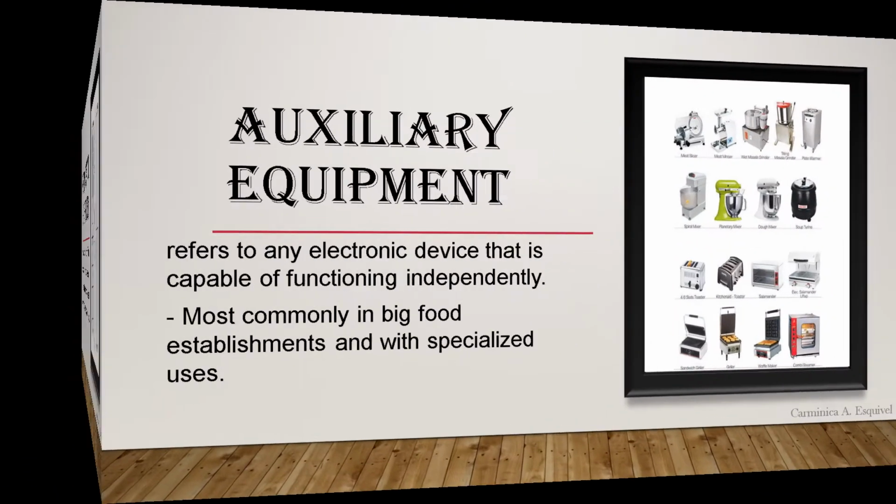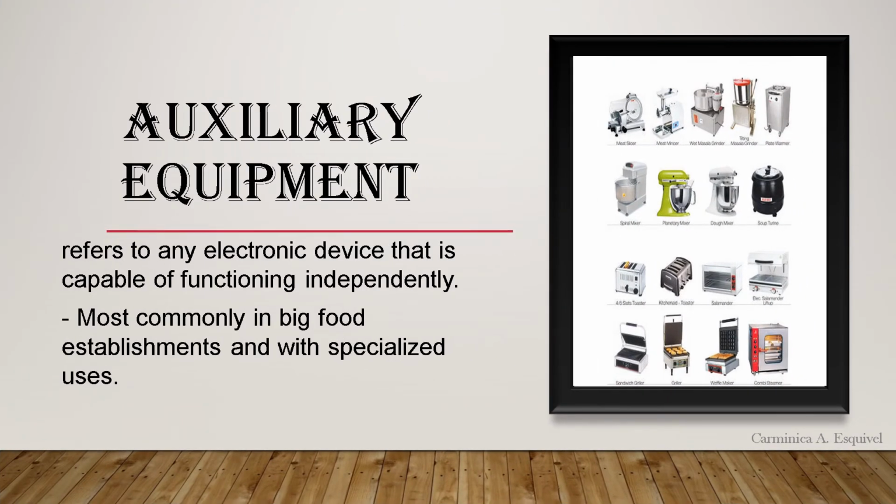Next is the auxiliary equipment. When you say auxiliary, it refers to an electronic device that is useful or capable of functioning independently. Ito yung mga maliliit na equipment na kailangan natin sa kitchen. It is most commonly used also in big food establishments and with specialized uses. So, nandito yung blender, oven, mixer, stoves, rice cooker, electric heater. So, yun ay mga example ng auxiliary equipment.